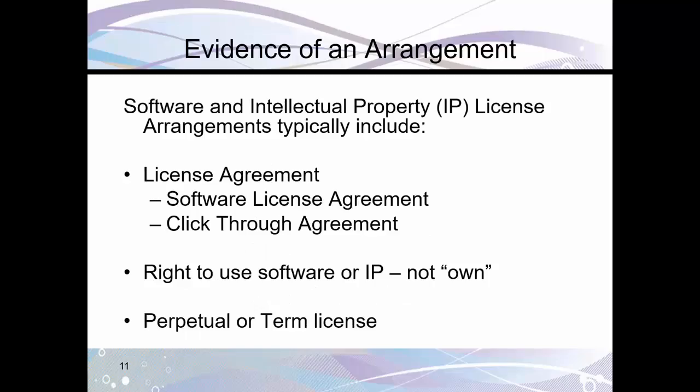If we've got a software or intellectual property license that's part of an arrangement, we'd expect to see a license agreement, like a software license agreement that says we're marketing this software to you, we're licensing it, and what are your rights under that license? Typically, for an intellectual property license or a software license, it's just the ability to use that technology, not the right to resell it, not the right to reverse engineer it and incorporate it into other products.